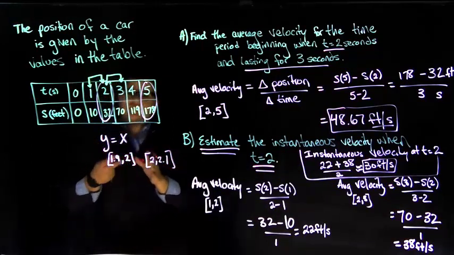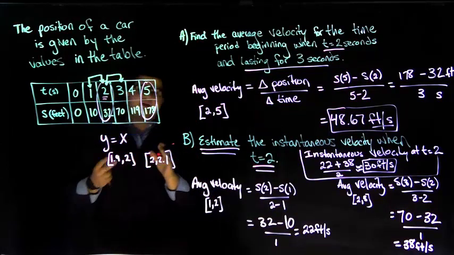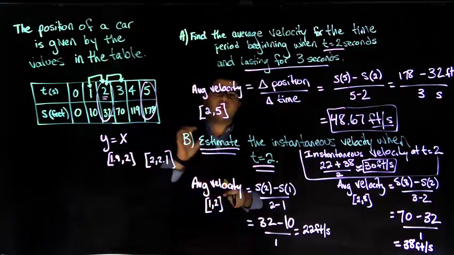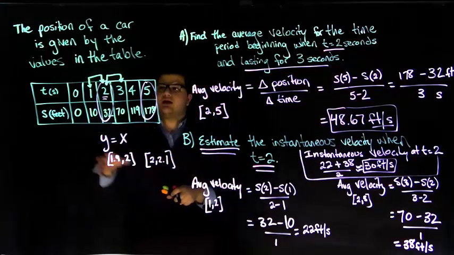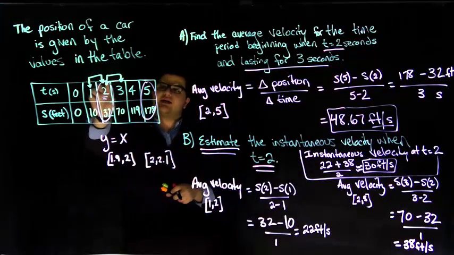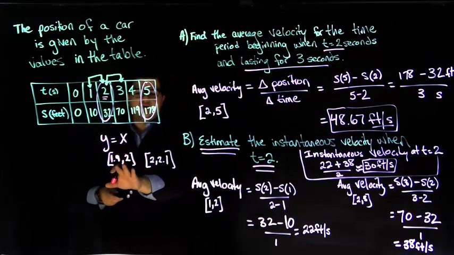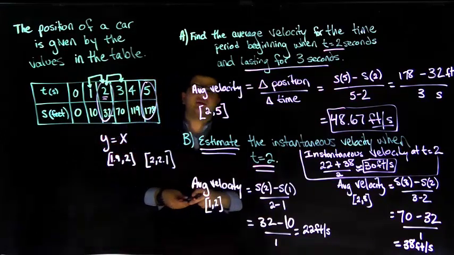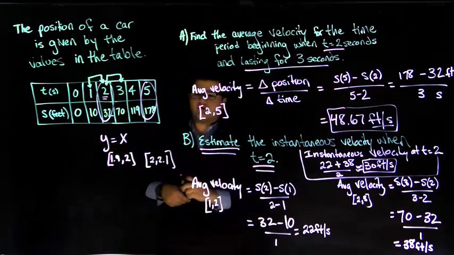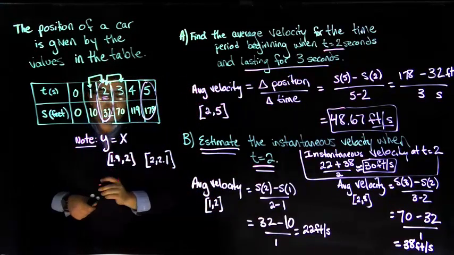So what you need to note here is that the closer you are to the value you're trying to get the instantaneous velocity for, the better your estimate, or the better the approximation, is going to be. Here we were 1 unit away because that's what our table was defined as. But if you were given a function, you can get as close as you want because you can get all your y values from plugging them into your function. So just a side note for you to take into consideration while you do these problems.